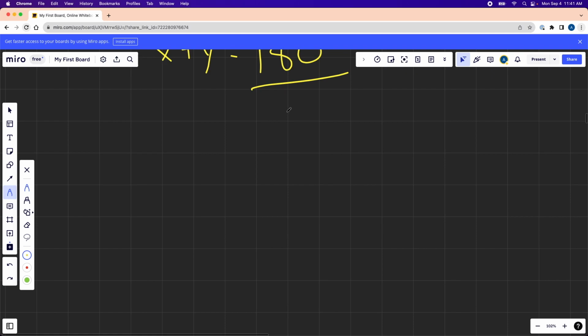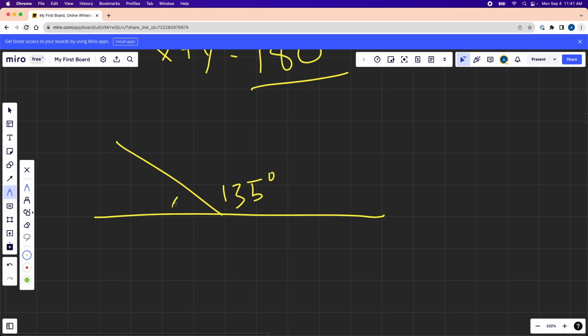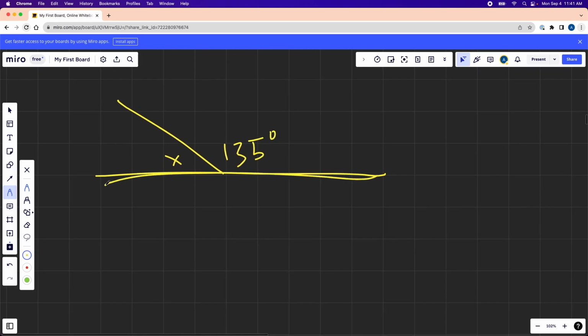Let's look at another example. Again, I'm given a straight line, and I'm going to put just one line through it. Now I have two angles, again X and Y. We can use this new knowledge in some problems. Let's say we're given that this angle is 135 degrees, and we want to know the value of X. We know this is a straight line, so these two angles are supplementary, meaning they equal 180 together.